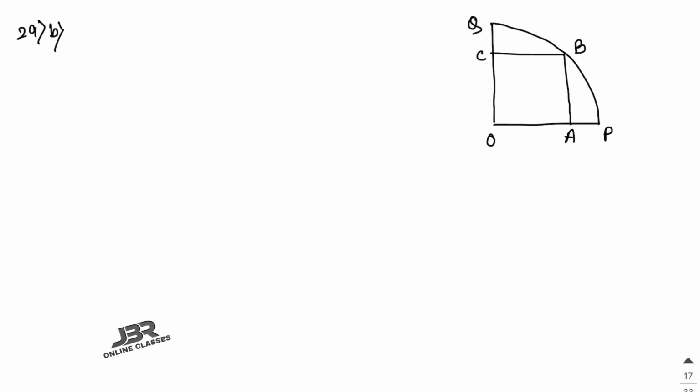Now next one, sum number 29b. In the figure 2 given above, a square OABC is inscribed in a quadrant OPBQ of a circle where OA equals 20 centimeter. That means each side of the square is 20 centimeter.